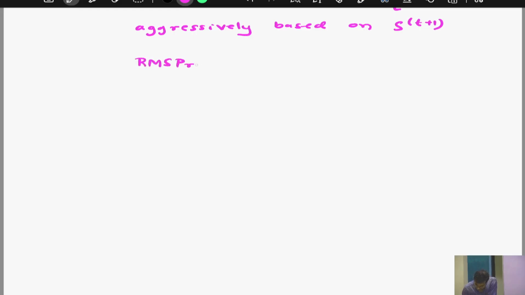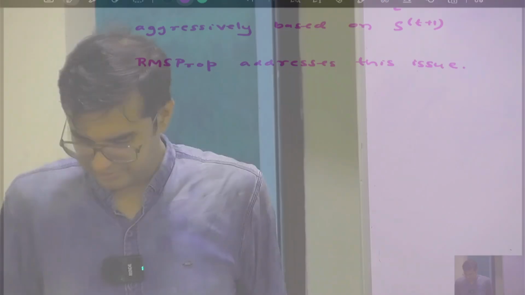RMSprop addresses this issue. And RMSprop, the story you are aware of. What is the story of RMSprop? RMSprop was proposed by Geoffrey Hinton, who is a Nobel laureate, one of the 3 godfathers of deep learning. I mean, him along with Bengio and LeCun are called the godfathers of deep learning and modern machine learning in general. Geoffrey Hinton is, I think, at the University of Toronto. And he was teaching this AdaGrad, if I'm not wrong, in the classroom. And that class was being recorded, by the way.